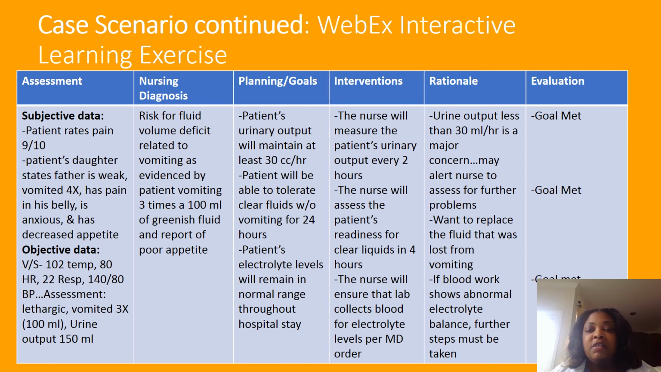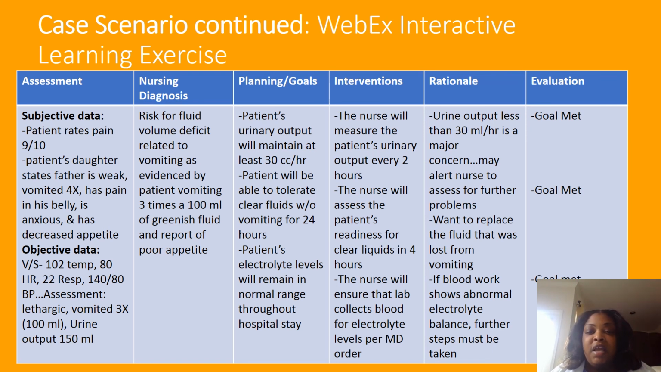Now we move along to the rationale column. The student wrote the 3 rationales to go along with the 3 interventions. So if urine output is less than 30 milliliters an hour, this would be a major concern. And so this may alert the nurse to assess for further problems. So that's why the nurse would want to measure urine output every 2 hours.